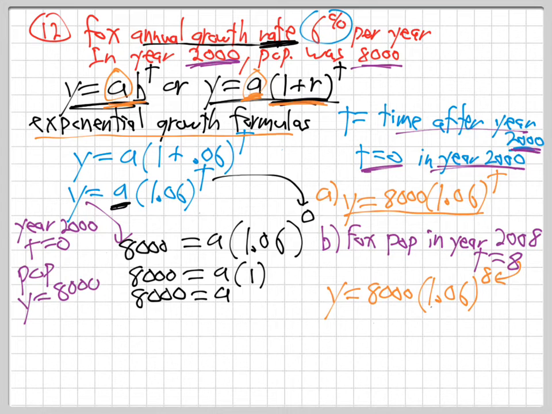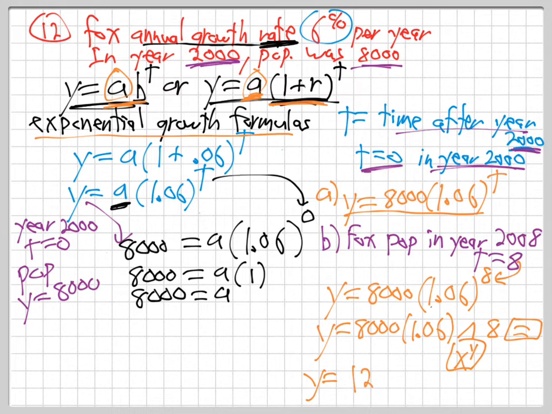Boom, right there for t, right where t goes. All right, hit the buttons on your calculator. You got to do 8,000 times 1.06 to the power 8. You might have a power button, x to the y or up arrow, something like that. Hit equals, and you will get a fox population of 12,750.